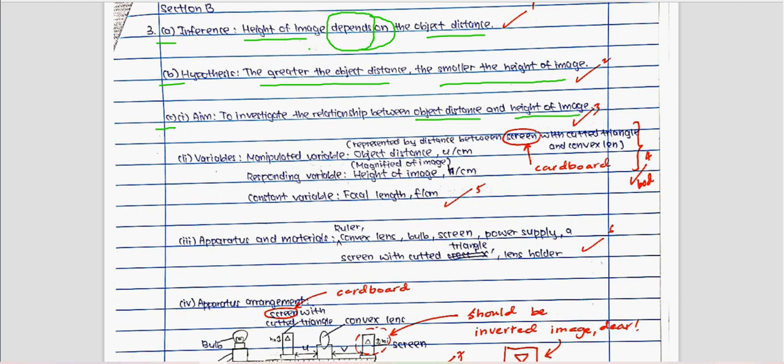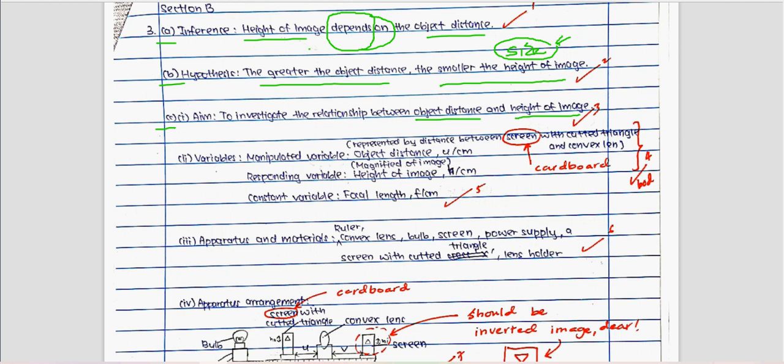But sometimes student use the word size. Size of image pun boleh diterima. But I will prefer student to use the word height because height can be measured easily. Size, what is the size? Are you talking about the height or the diameter? Kan? So this one macam hanging a bit lah. Okay, size will be hanging a bit. But better to use height.